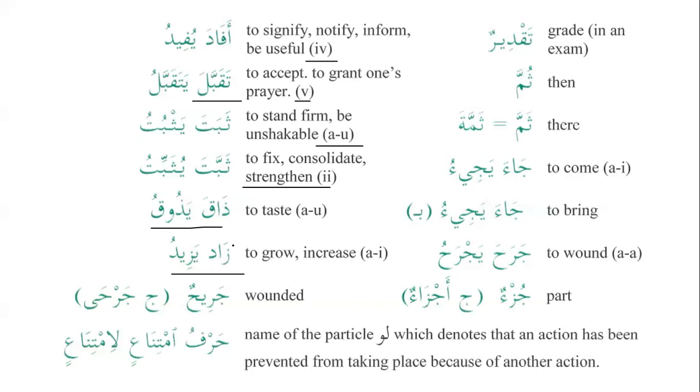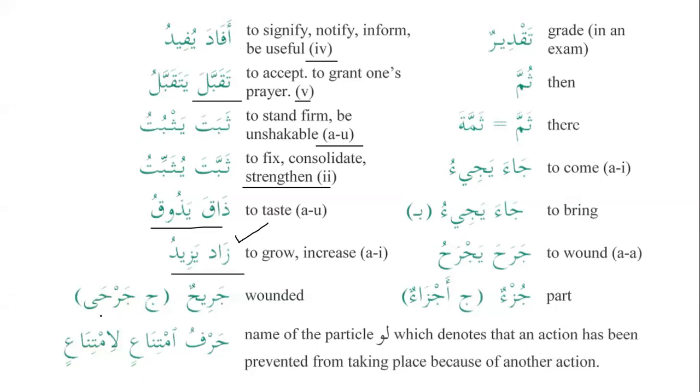What will be the masdar of zada yazidu? Ziyadatan. Ziyada. What will be the ismul fa'il? Za'idun. Za'idun. And ismul maf'ul? Mazidun. Mazidun. Excellent. Mazidun. Okay.